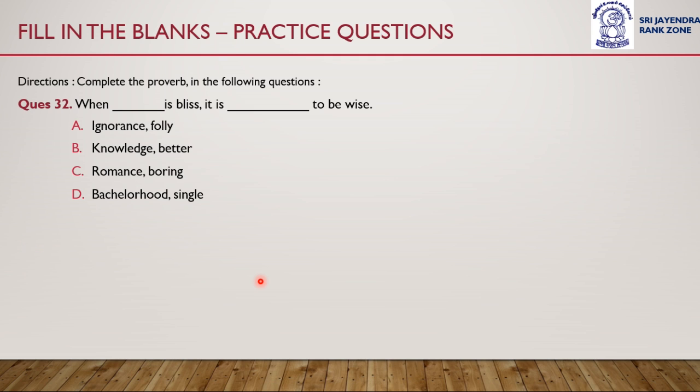Question number 32. When dash is bliss, it is dash to be wise. Options are option A, ignorance and folly; option B, knowledge and better; option C, romance and boring; and option D, bachelorhood and single.